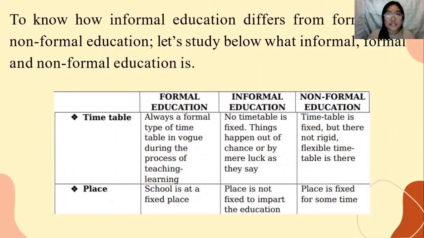Next is the place. In formal education, school is a fixed place. And in informal education, the place is not fixed to impart education. And in non-formal education, the place is fixed for some time.